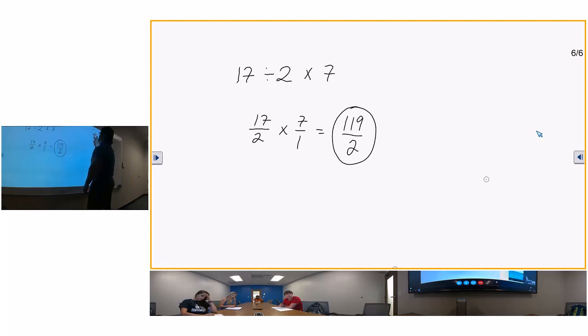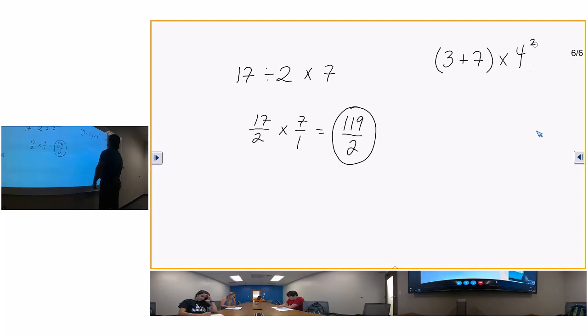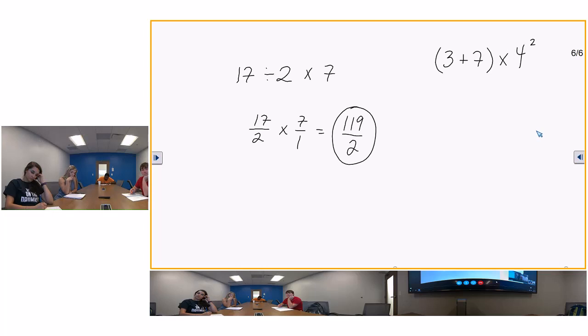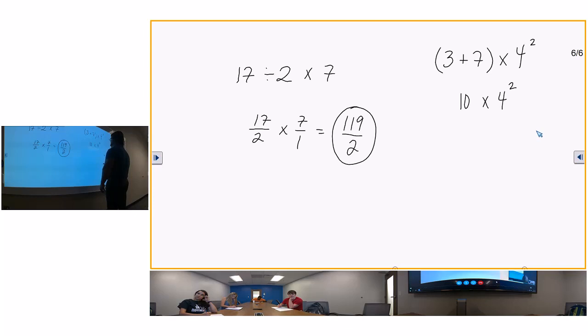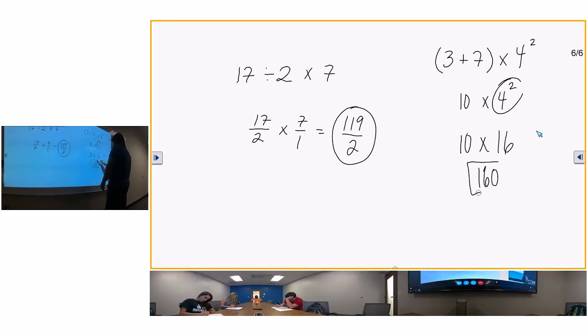How about this one? 3 plus 7 times 4 to the second power? You have to do the parentheses first. 3 plus 7 is 10 times 4 to the second. Now what? Exponents. 4 to the second is 16. And of course that is 160.